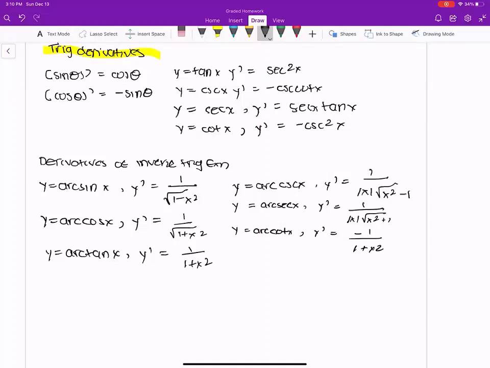You would see here that there is a pattern for arc tan of x and arc cot of x, and the difference is the negative sign. So that could be really helpful for you to remember.